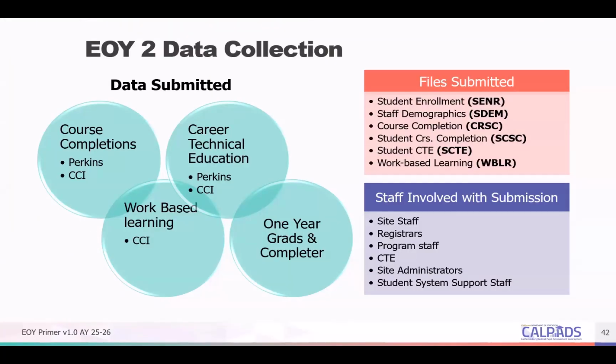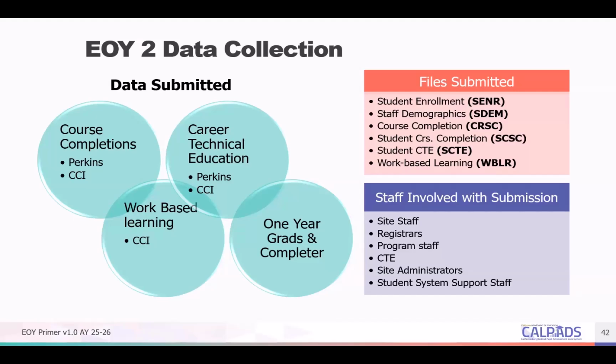All right, let's talk about the end of year two data that is collected. There's generally four data groups. There's course completion, work-based learning, career technical education, and the newly added 1 year grad and completer counts. This data will feed into Carl Perkins, the California School Dashboards in terms of the CCI, and also be shown on DataQuest. The required files are the student enrollment.